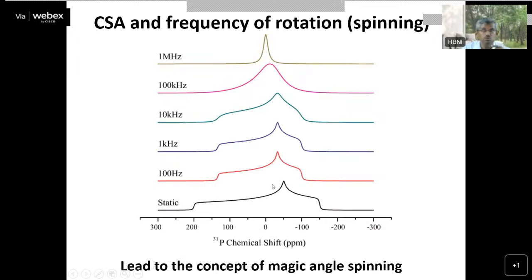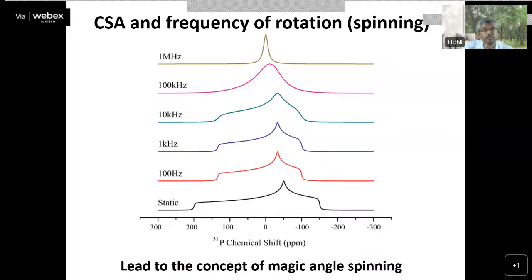Static is like this. Once you go to 100 hertz, you see the line width has decreased. Once you go to kilohertz, a further reduction is there. Once you go to 100 kilohertz, the line shape keeps decreasing. Once you go to megahertz, you see the line shape has decreased like anything. Why does this happen? There is a significant reduction in the line width as you increase the spinning frequency.